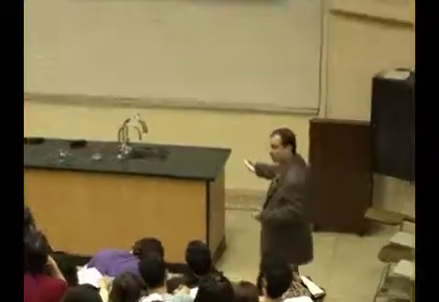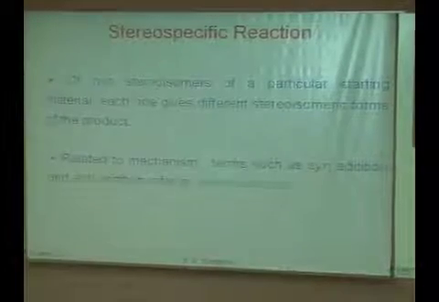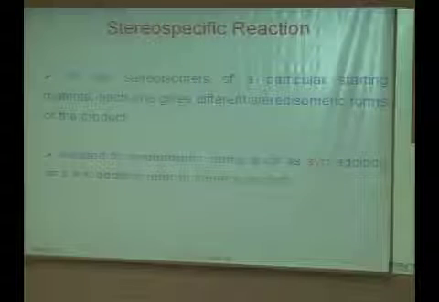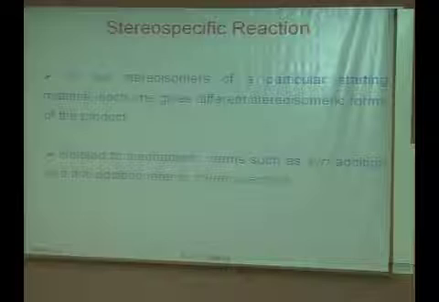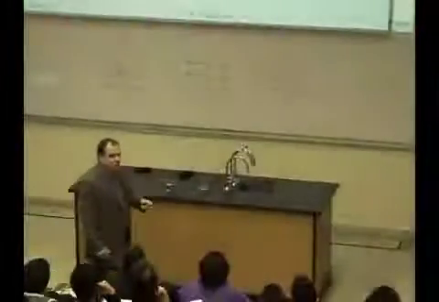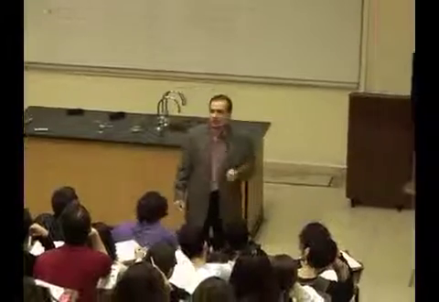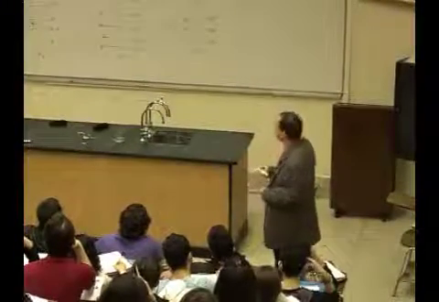Each one of our stereoisomers that we started with, the alkene, whether I have the cis or the trans, is giving me a different stereoisomer. One of them is giving me a meso compound, the other one is giving me a racemic mixture. So the bromination reaction and the epoxidation reaction are examples of stereospecific reactions. In the bromination, you have an anti-addition. In the epoxidation, you have a syn addition.